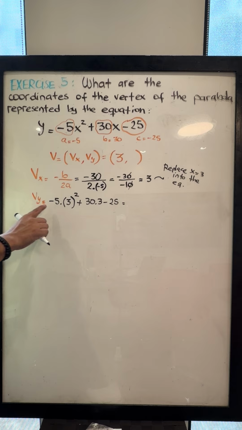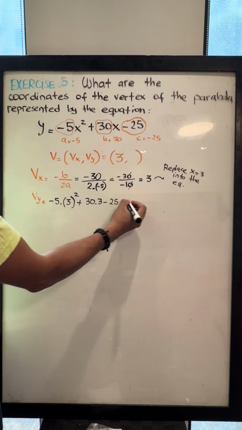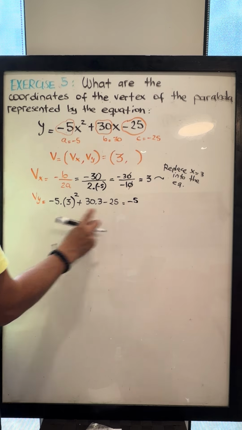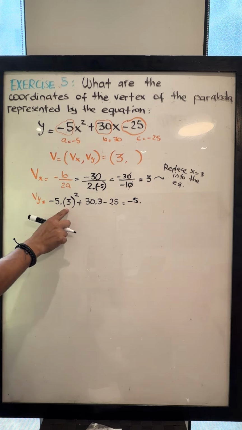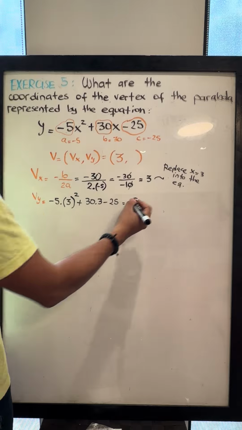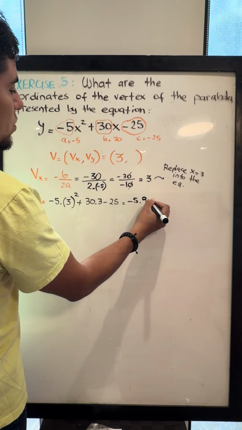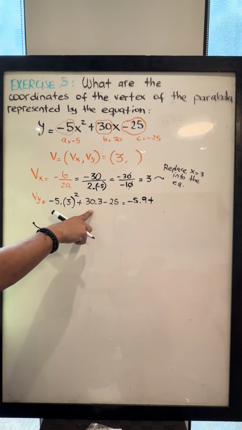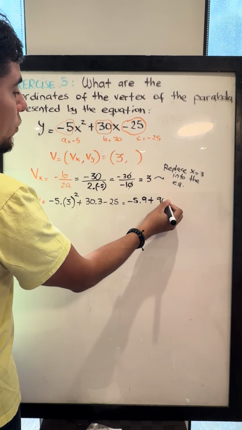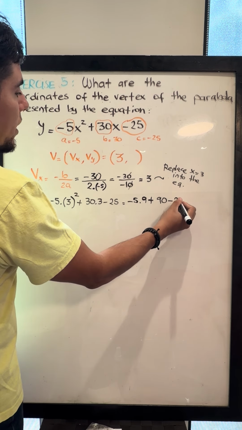So now we need to solve this part. 3 squared is equal to 9. So look what I'm going to do. I'm going to write again negative 5 times, and I know 3 squared is 3 times 3, which is 9. And then 30 times 3 is equal to 90. You can use your calculator. Don't forget that you can use your calculator in the exam, right?